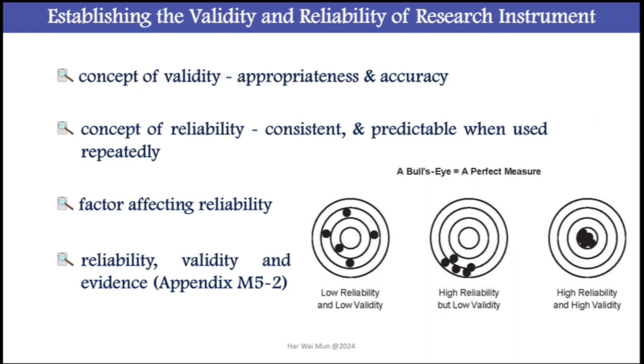Next, establish the validity and reliability of the research instrument. This is extremely important if you do primary data, but secondary data also means that your variables must be valid and reliable. Concept of validity: validity means appropriateness and accuracy.